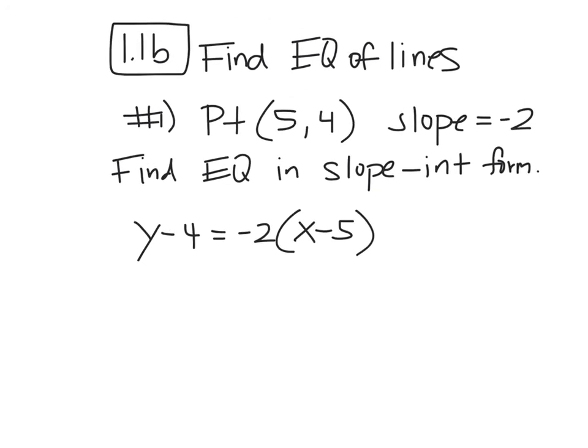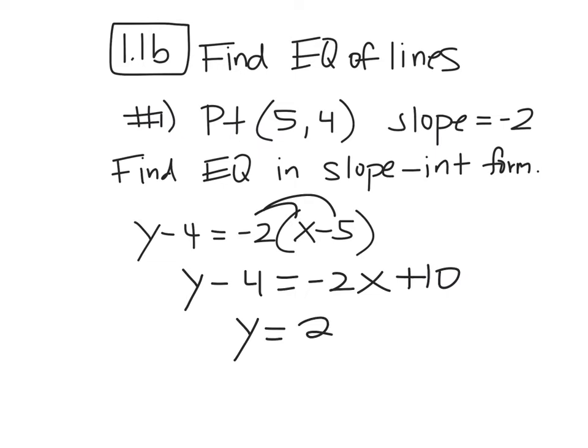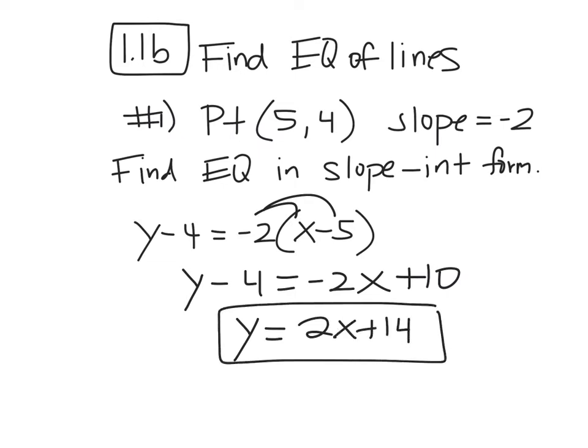All right, so take that -2 and distribute it. We're trying to get it into slope-intercept form, which is y equals mx plus b. So y minus 4 equals -2x plus 10. Finally, add the 4 over to the other side. y equals -2x plus 14. Yay. -2x plus 14. Okay, that's it.